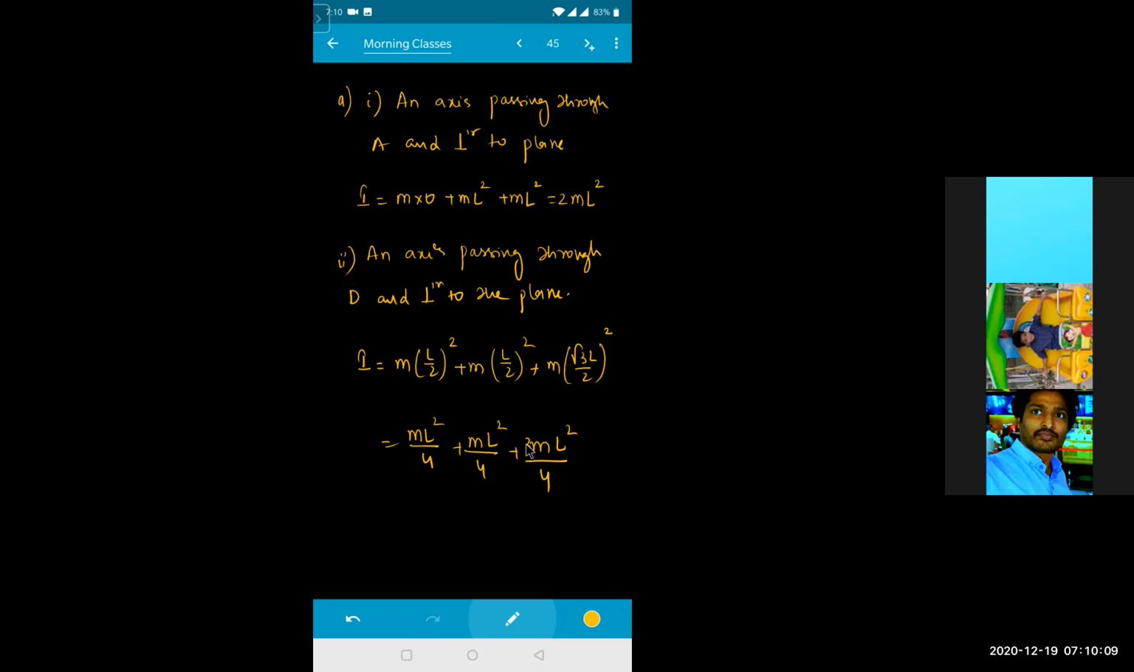Now we can take mL²/4 common. So it is m into L²/4 times (1 plus 1 plus 3). 1 plus 1 is 2, plus 3 is 5, so 5 into m into L² divided by 4. This will be your answer. Clear? Yes sir.